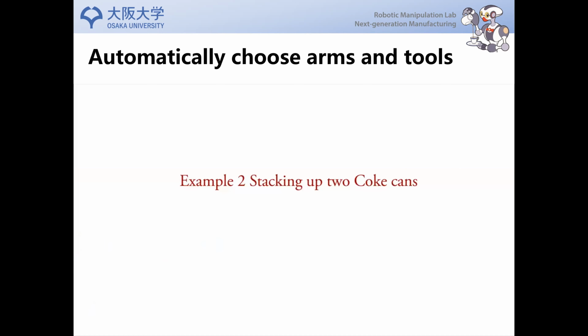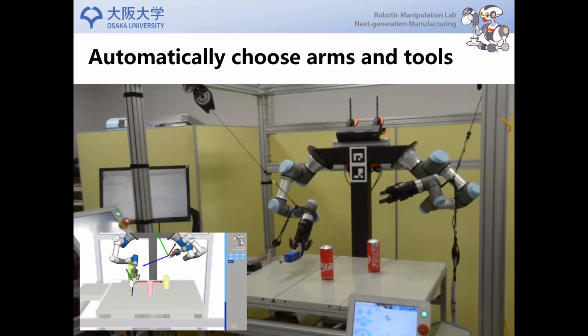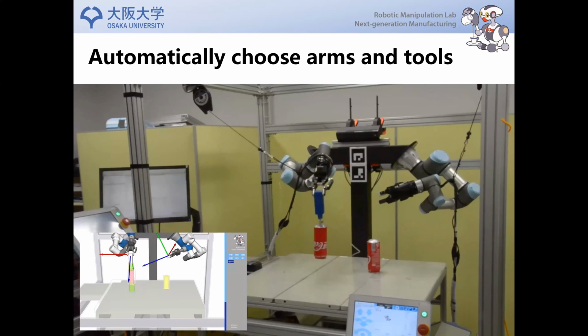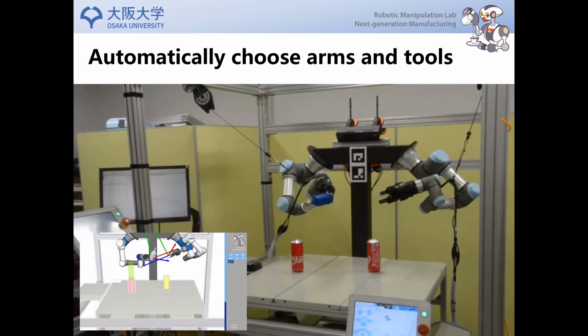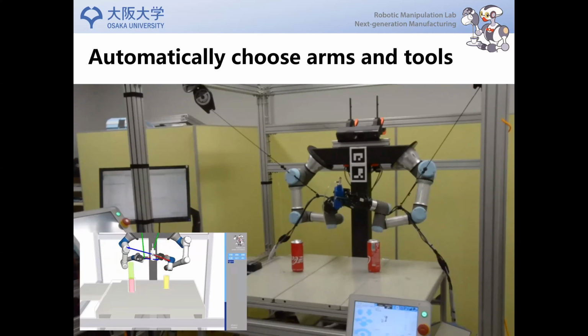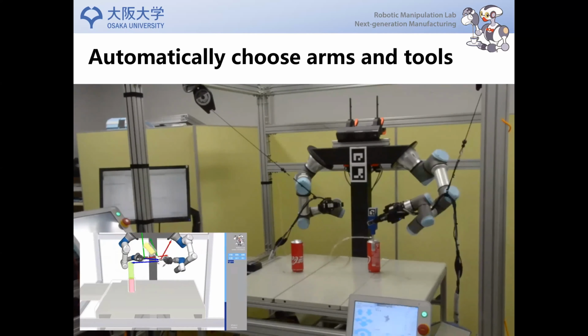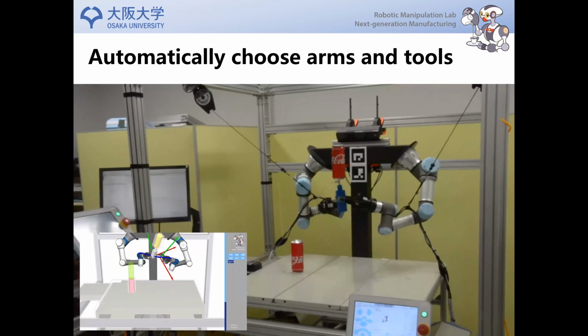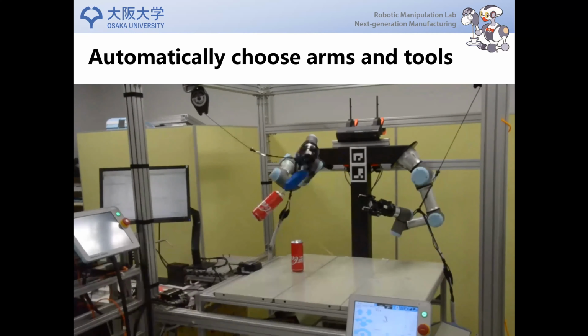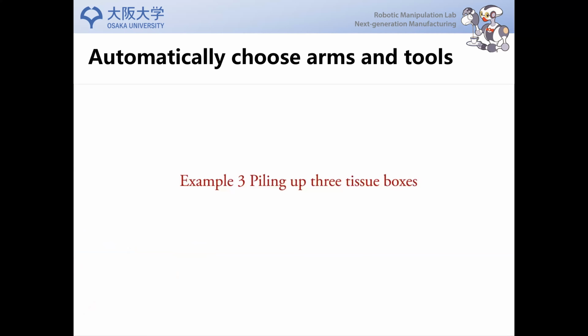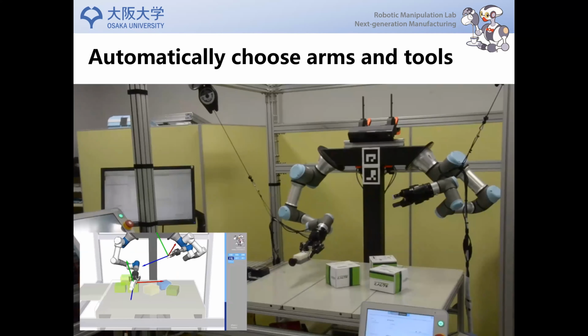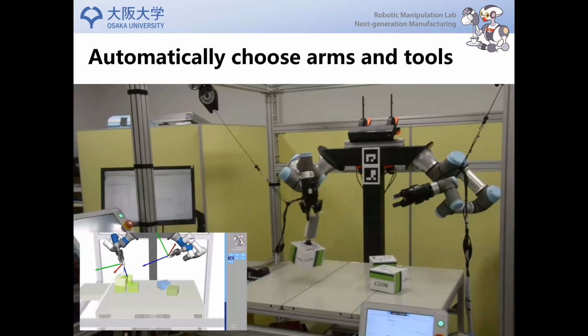And then there is another example, which is to pile up 2 Coke cans. For the first object, it is probably near the right arm, so the robot directly picks it up and places it down without using a handover. But for the second one, the robot does a handover to pick the object, and then does a handover again to move the object back and pile it up onto the first can.